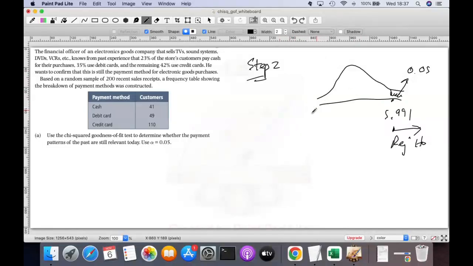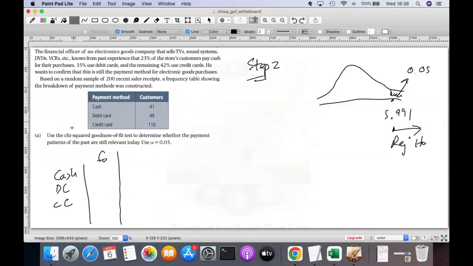Now let's move on to step 3, which is the bulk of the working. For step 3, we're going to replicate the table that they've given to us. We're going to have 3 categories: cash, debit card, which I'll put as DC, and credit card, CC. And then we have our observed frequency, F0. Let me put some lines here.